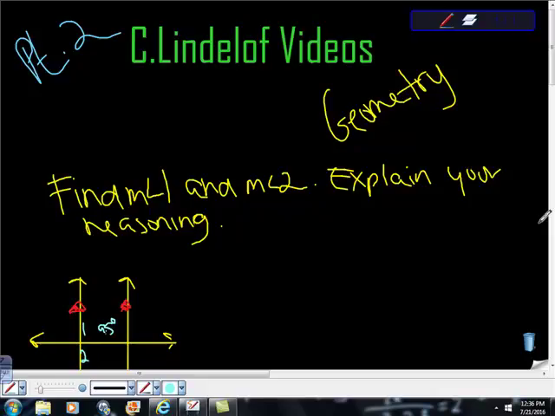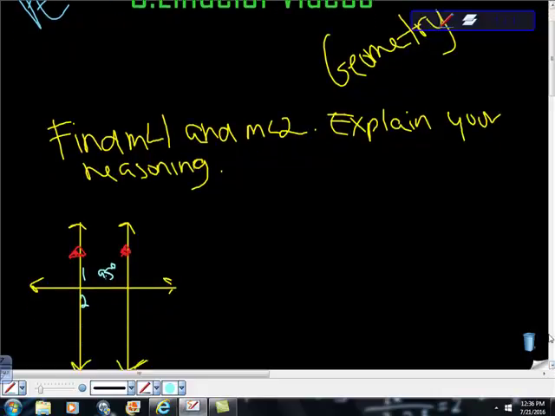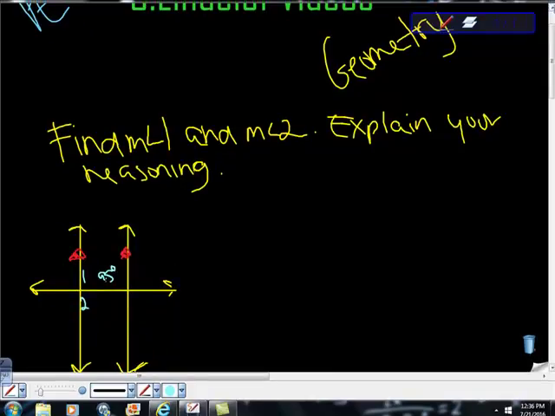Today we're going to be doing part 2 of the use parallel lines and transversals video. In part 1, I go over the different postulates and theorems that you need to find the measures of angles when you have two parallel lines like this cut in half by a transversal. So if you haven't seen that, go check that out.